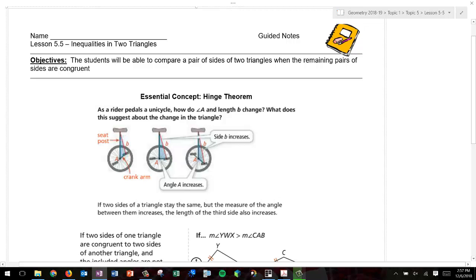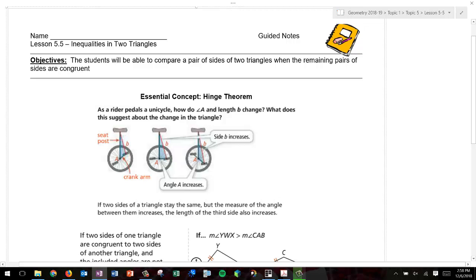So you guys all know what hinges are. They attach doors to walls, and it allows us to move things fairly easy. It's a simple machine. They're great things. So we can use the concept of a hinge to evaluate triangles.